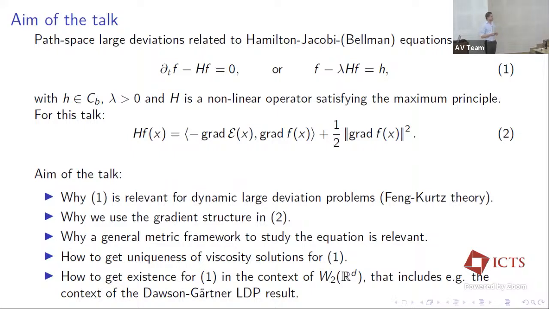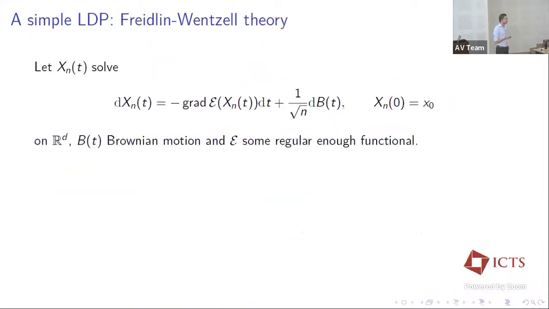Okay, so how does this pop up in large deviation theory? For that, let's go to the simplest setting in which we can do this, which is the Freidlin-Wentzell type theory. So let's pick an SDE on R^d, or R if you want. And it has the following type. There is a drift term, which for this talk now I'll take to be a gradient. And let's take Brownian motion, but multiply with 1 over square root of n. So these fluctuations get smaller.